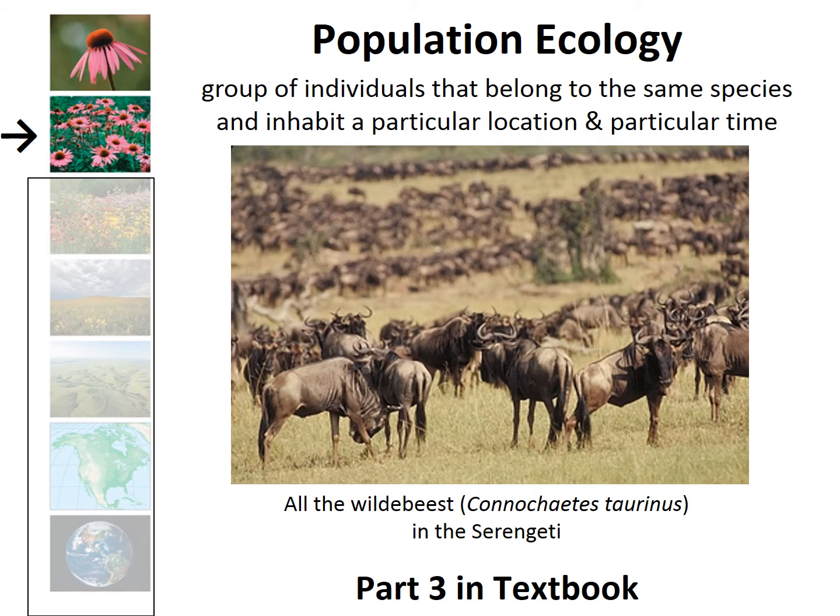How many individuals are there? How many are male? How many are female? How many are pre-reproductive and actively reproductive and post-reproductive? And it's mostly focused on predictions. How is this population going to change in the future? With what I have now, what does that mean is going to happen in 10 years, 20 years? How is this population going to change?